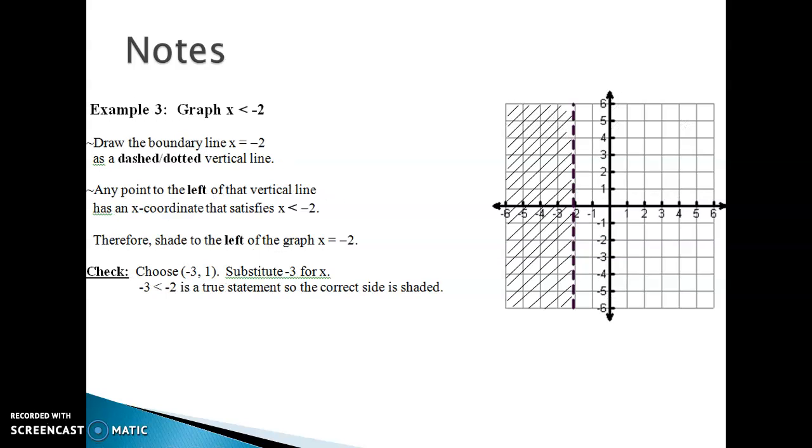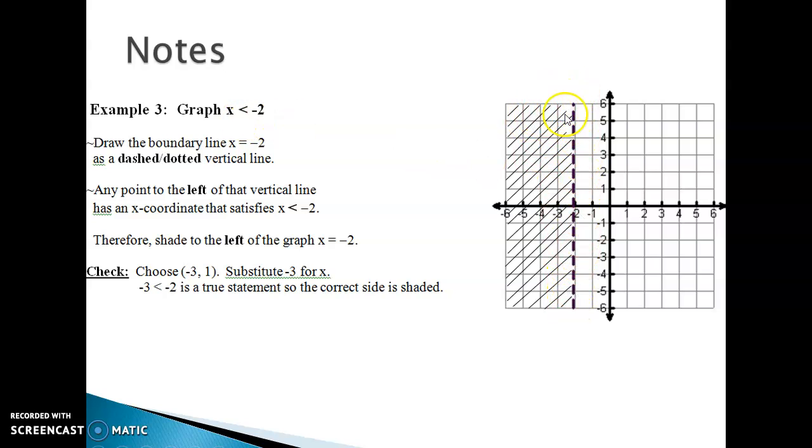Okay, now, the exact opposite is true for x equals a number. If it's x equals a number, it's a vertical line. Right? Now we have x is less than negative 2. Again, there is no equals to, right? There is no line underneath. So you draw a dashed line. There's no line underneath. It is a dashed line. It is not equals to.